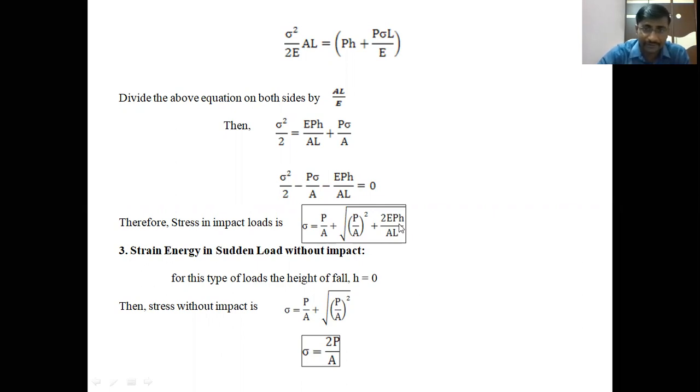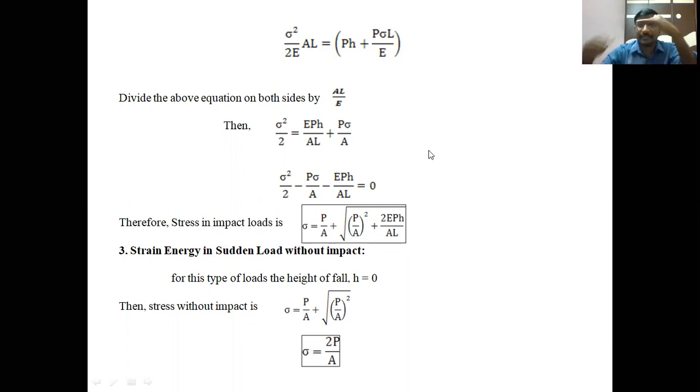So in place of h, 0, this parameter becomes 0. The remaining parameter is the square root of P by A whole square, which becomes P by A. So P by A plus P by A, 2P by A. The stress in the sudden load without impact is 2P by A. The stress in the sudden load with impact is this equation. The stress in the gradual load is P by A.